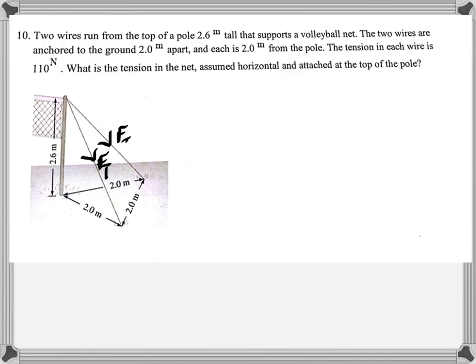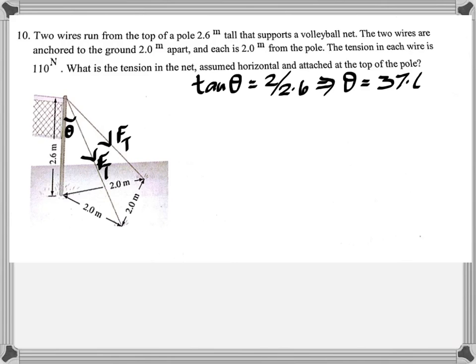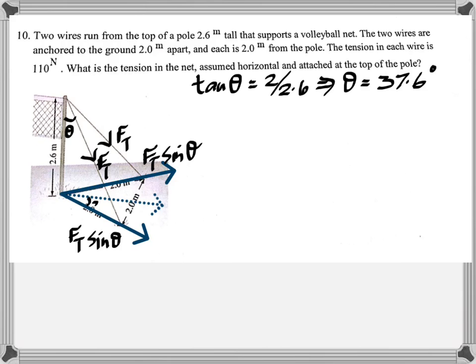This, I think, was a question from Mastering Physics. First find theta, using tan theta is 2 by 2.6, and then you see that FT is resolved into two components, FT sine theta and FT cos theta, but you only need FT sine theta. So first find FT sine theta. Calculate that, you get 67.1 Newton.